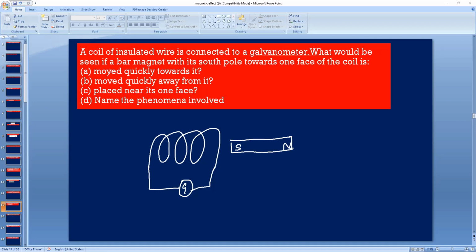The first question, moved quickly towards it. If you insert the bar magnet inside the solenoid, this is the south pole, obviously the galvanometer will be deflected. Galvanometer deflects to the right side. Now, quickly away from it. Galvanometer reading will show zero. The galvanometer reading will come to rest position.